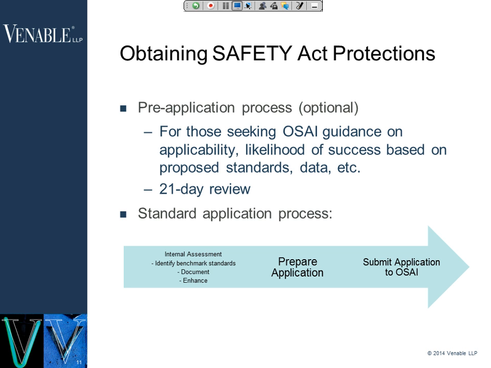Once you've gone through the pre-application process, there's a standard application process that you have to go through. And typically, the way we view this is that you start off doing an internal assessment, that you need to identify the standards and documents and information that you have that meets those criteria. And if you have any shortfalls anywhere, you need to consider enhancements or improvements that can bring you up to what's going to be required by the Office of Safety Act Implementation.